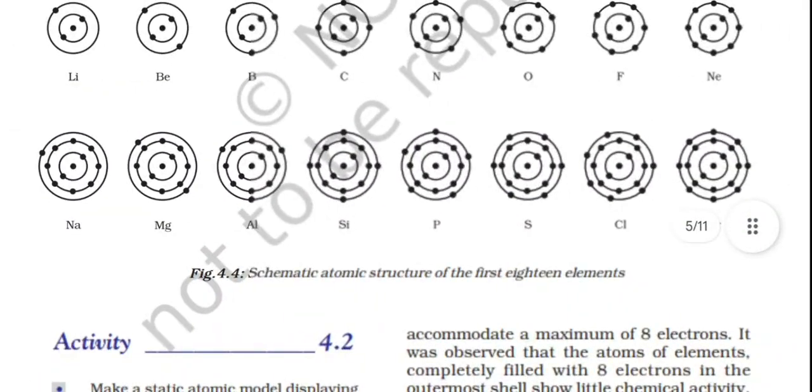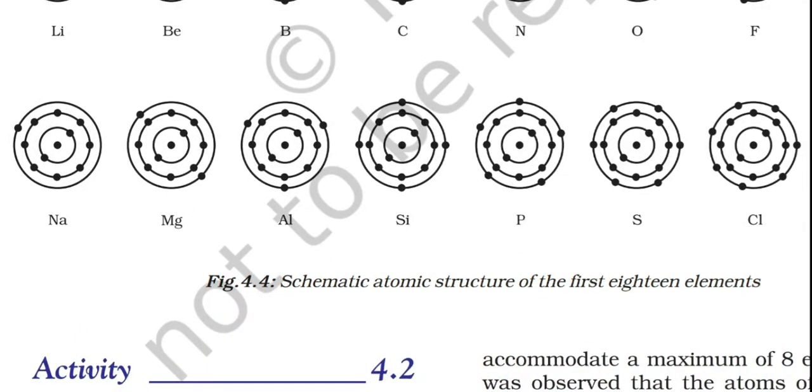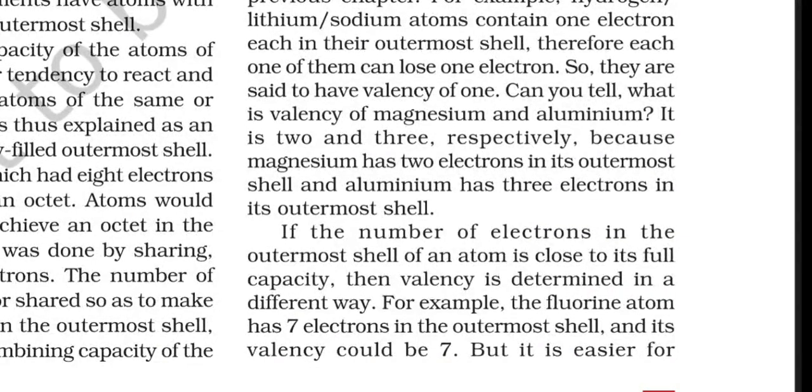If you see the atomic structure of magnesium, we can say that the valency of magnesium is 2, because 2 electrons are present in the outermost shell. Aluminium has 3 electrons in its outermost shell, so the valency of magnesium and aluminium is 2 and 3 respectively. Now, if the number of electrons in the outermost shell of an atom is close to its full capacity.